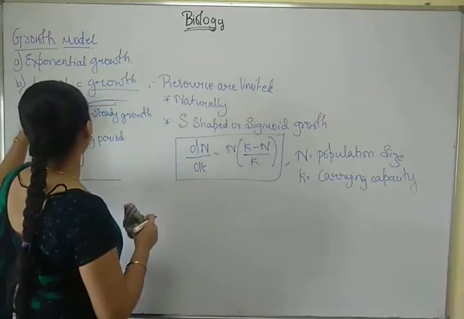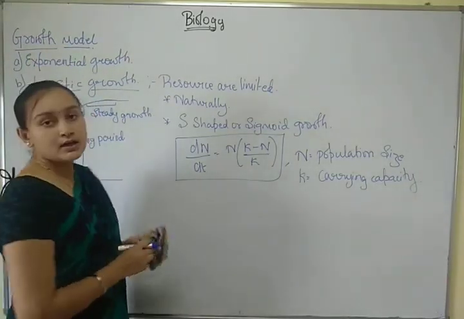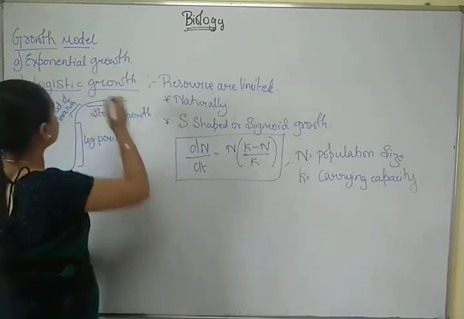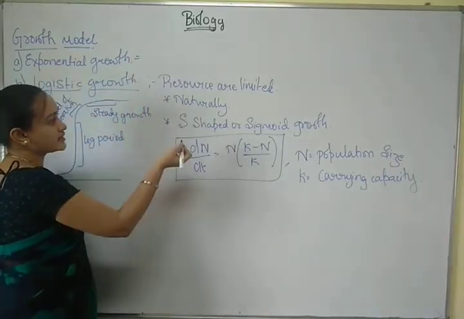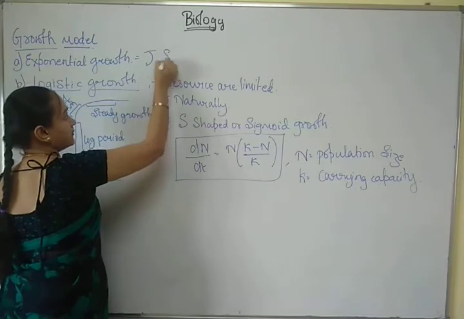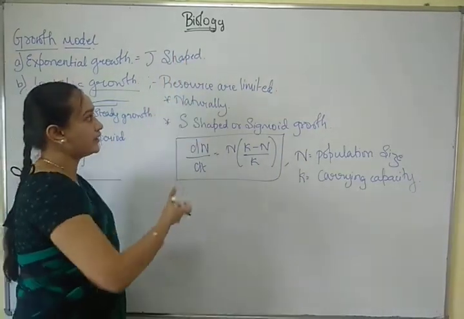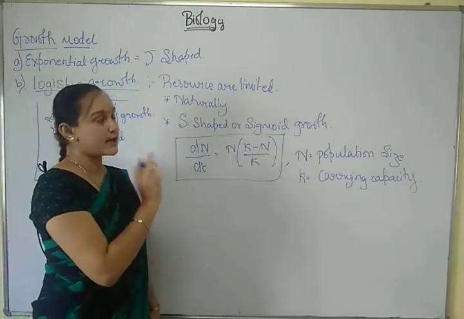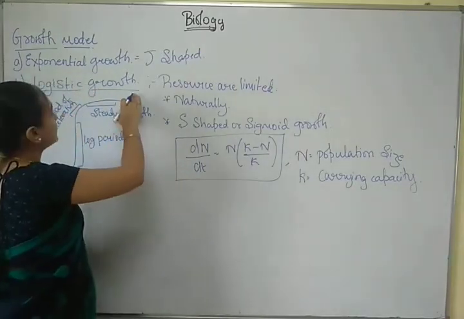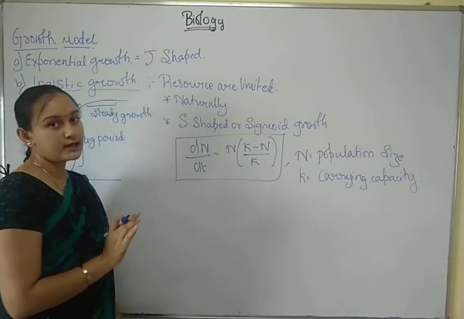These two types come under the growth model. The exponential growth we have already discussed. It is J-shaped, and it has been observed in laboratory conditions where the resources are unlimited. But in the logistic growth, the resources are limited.